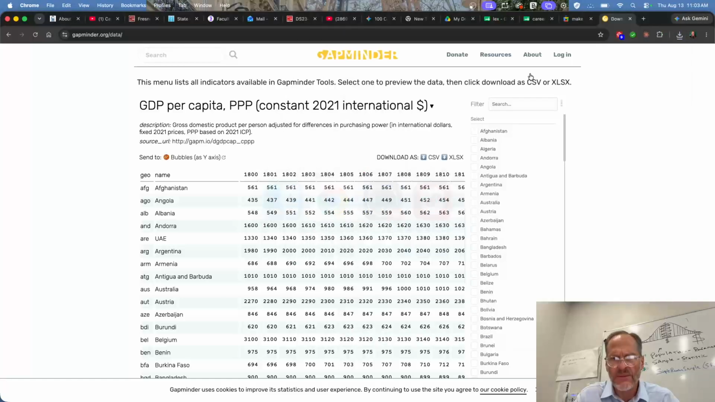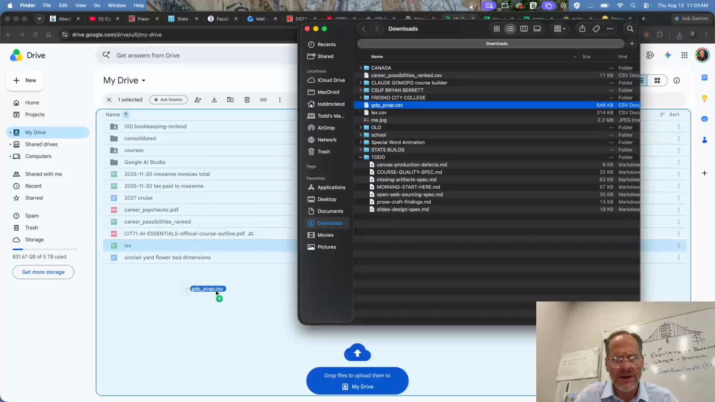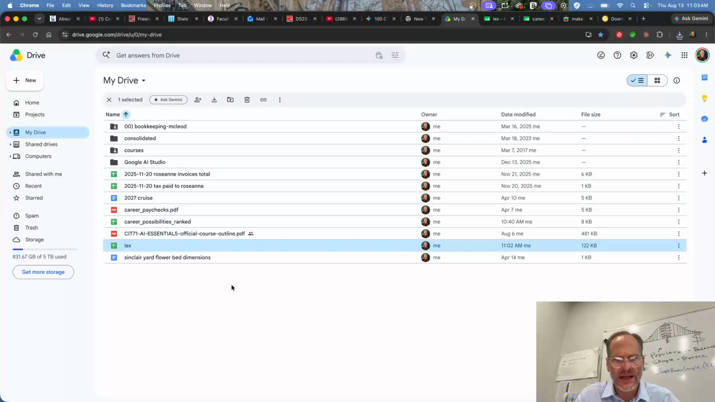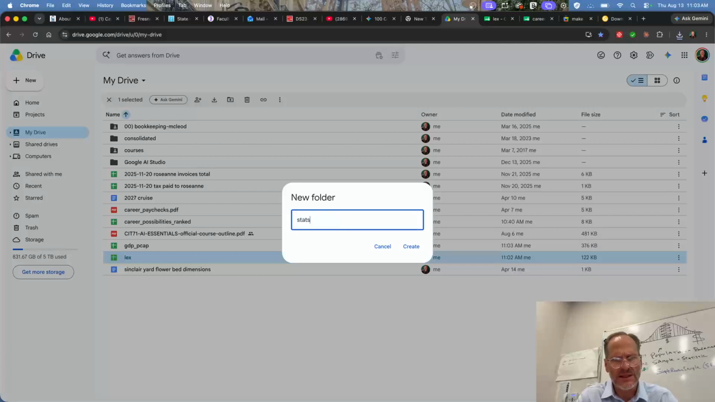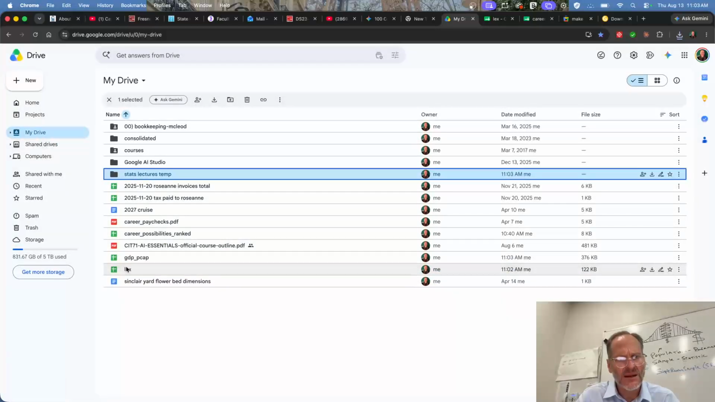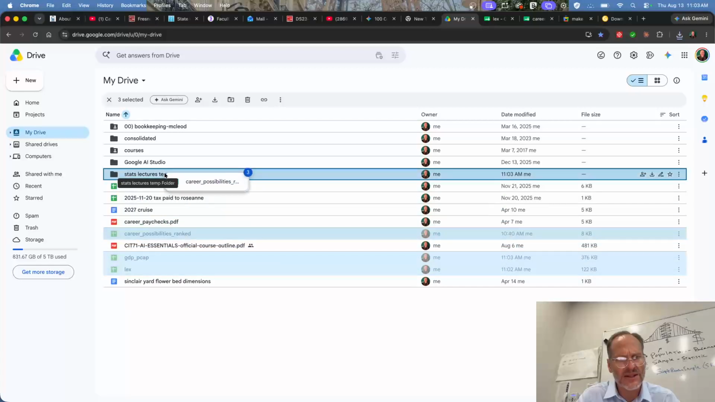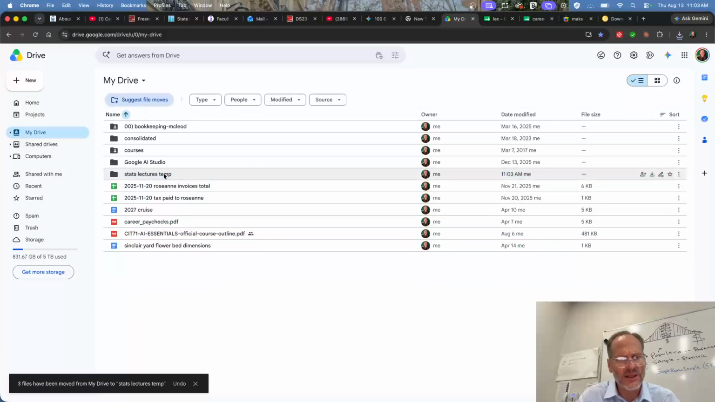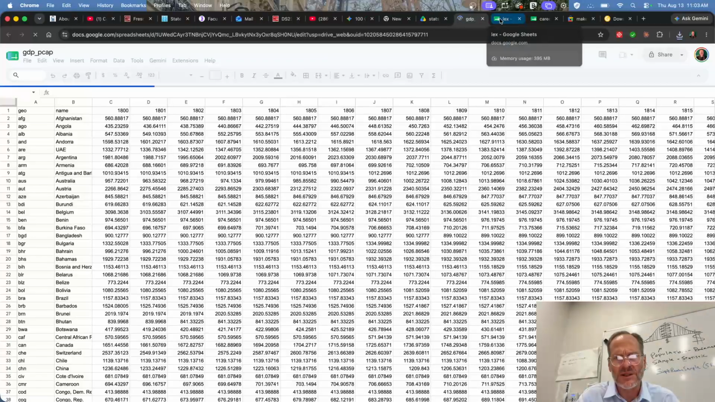There we go. And I'm going to come back over here to Google Drive, and I'm also going to drag and drop GDP per capita in. And I'm going to just create a folder here to keep things organized so it doesn't get messy. I'm going to call it stats, lectures, temp. And maybe I'll upload these to our class. But you could also just go get them. And we've looked at all three of those. And we're going to come back to career possibilities. All right, and then we already opened up the life expectancy, which was this Lex.